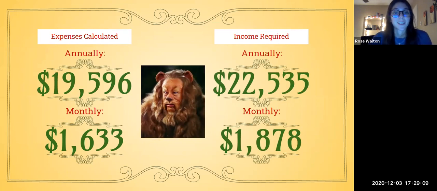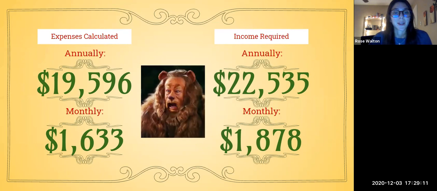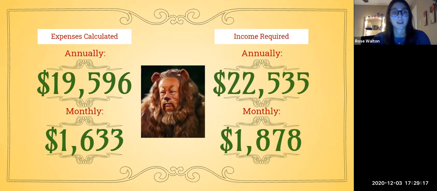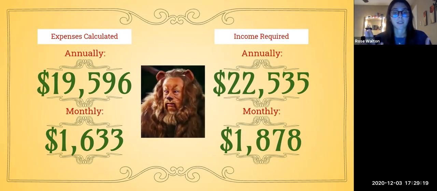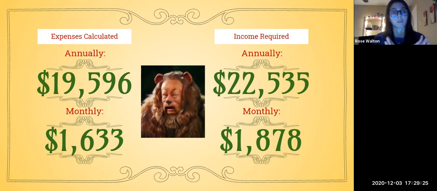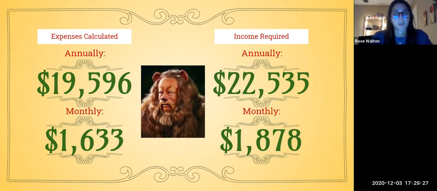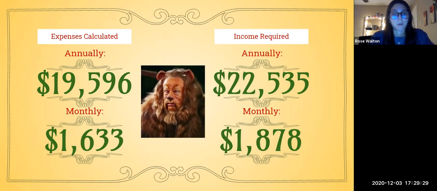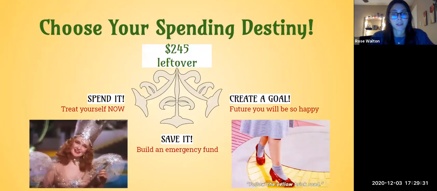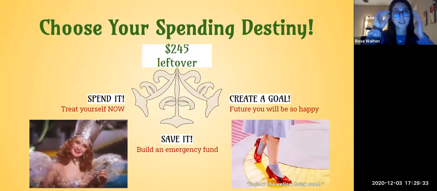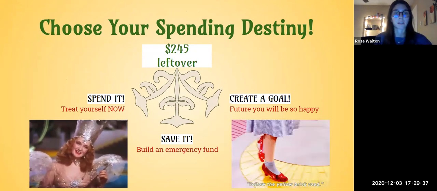So that being said, those are all of our expenses, and we're already putting a little bit of money into savings. You can see with these two different numbers, we're going to need a little bit more than we actually need to cover our expenses. So that's already creating a cushion for us. With that being said, we'll have about $245 left over. Again, this money is left over after we've already met all of our expenses.